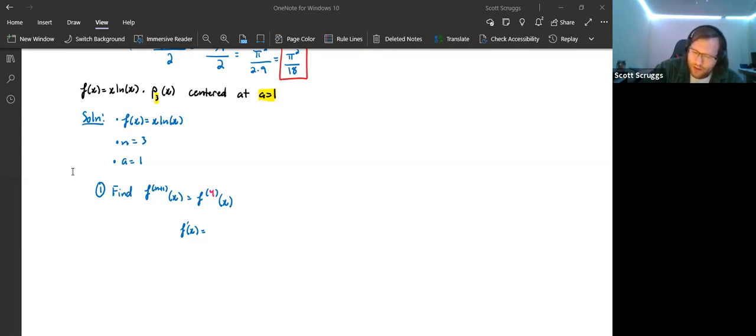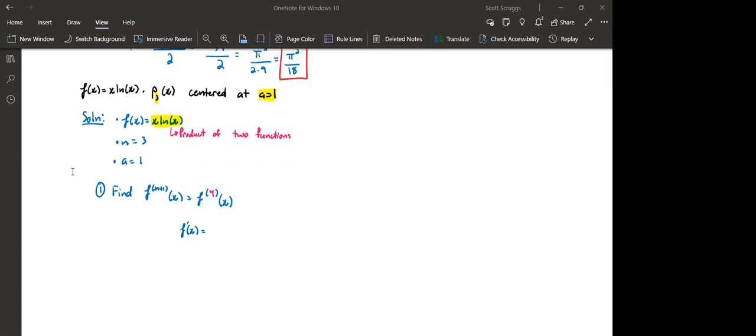So be careful for 1. That'll be part of it if you keep in mind that this is a product of 2 functions. Is it just natural log? You're close. Let's go through that.